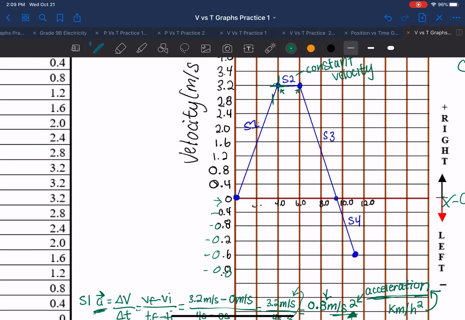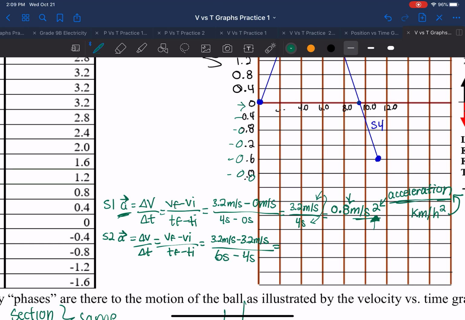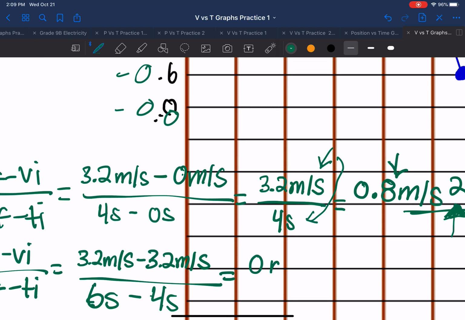So we're going to plug that in, and make sure you plug in the right values for VF and VI. We have 3.2 meters per second minus 3.2 meters per second, because it's that horizontal line. Its velocity is constant. It hasn't changed. TF was 6 seconds, and our TI was 4 seconds. So 3.2 meters per second minus 3.2 meters per second, you get 0 meters per second.